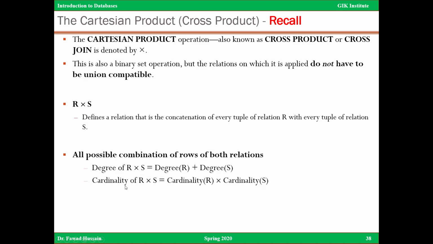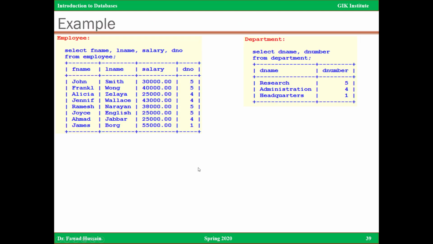The cardinality is the length of the table in terms of number of rows. So the cardinality of R cross S is going to be the cardinality of R times the cardinality of S. So you have a multiplication. That is why it's called the cross product. The Cartesian product is the cross product, because the number of rows is going to be the multiplication of the number of rows in each of the individual tables.